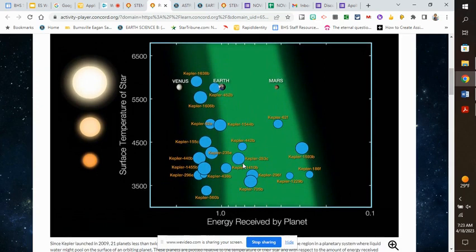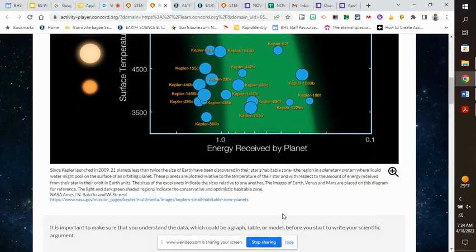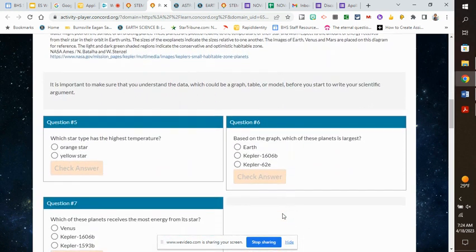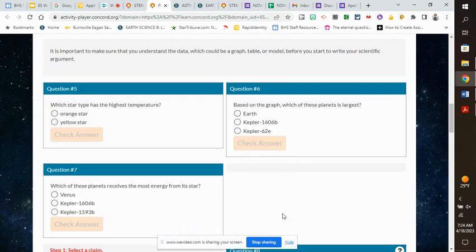And the graph shows surface temperature. All right, we'll say that this is in degrees Celsius. It doesn't say. And then energy received by the planet. So this is compared to Earth. So Earth is at a 1. And so if you're this far away on the far right on the graph, you'd have 1/10 of the energy received. Okay, you should answer these questions then.